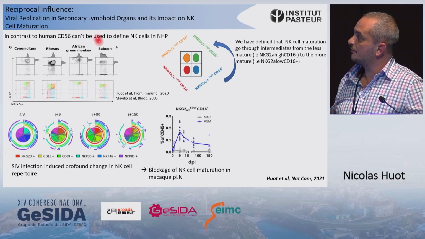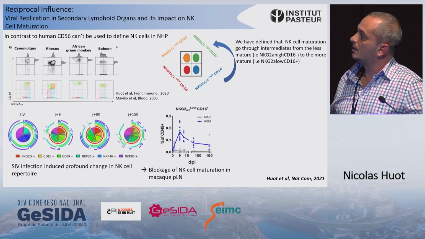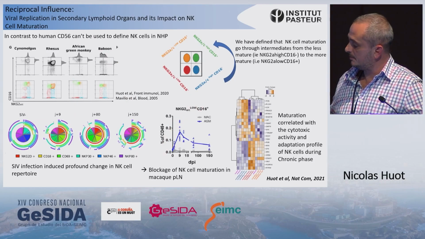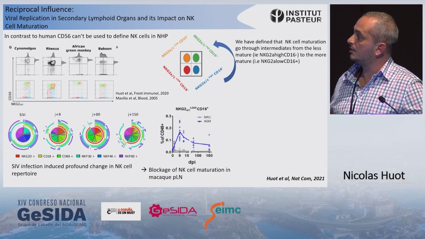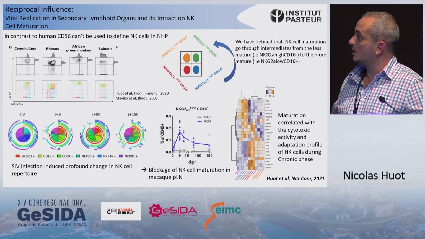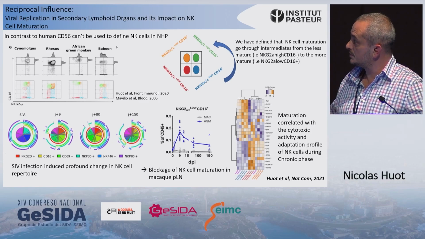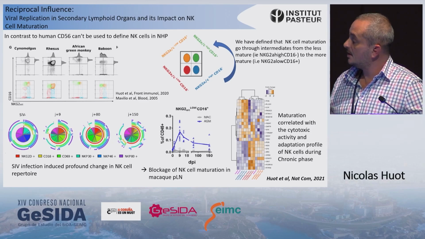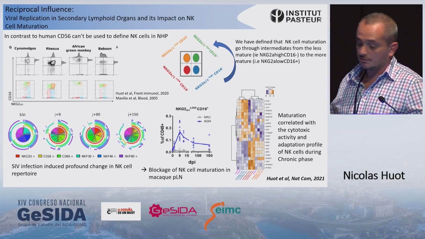And in African green monkey, we are able to demonstrate that this change was linked to an increase of NK cell maturation at day 9, whereas this maturation does not occur in pathogenic models. We are also able to link this maturation to the generation of adaptive NK cells, which are able to participate in the control of viral replication.